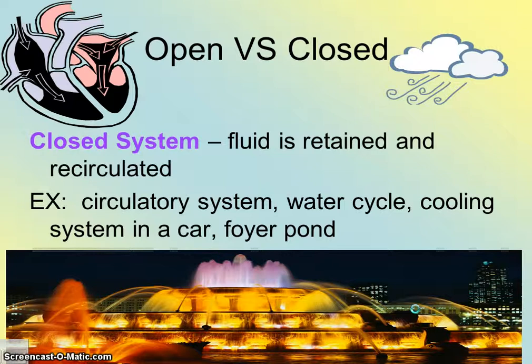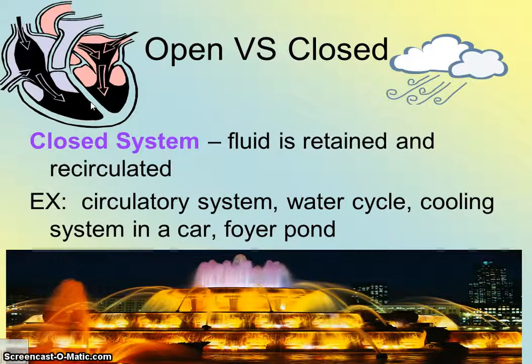Some of the terms that we want to look at here are open versus closed systems. A closed system is when the fluid is retained and recirculated. The circulatory system would be an example. Your heart is a pump. That's why I have a picture of it right here. Your heart pumps that blood to all parts of your body, and it comes back in and is pumped again.